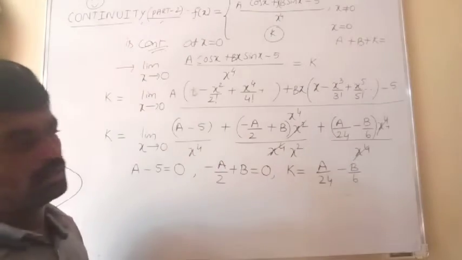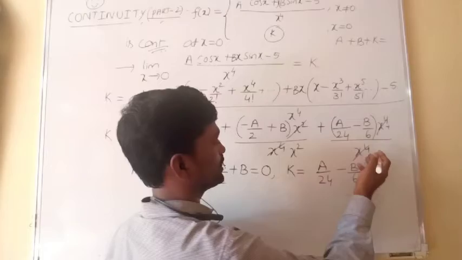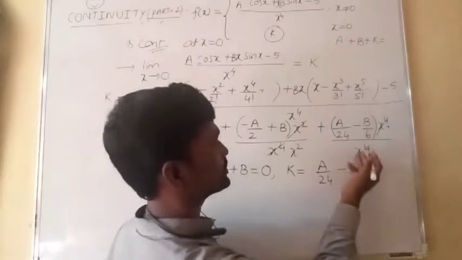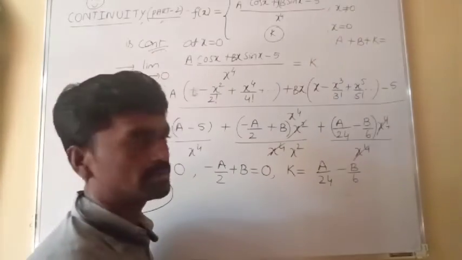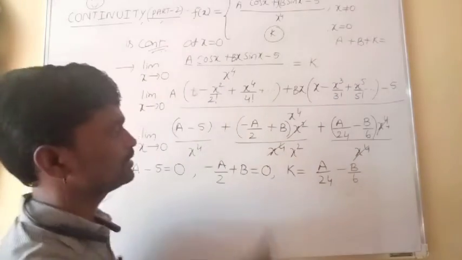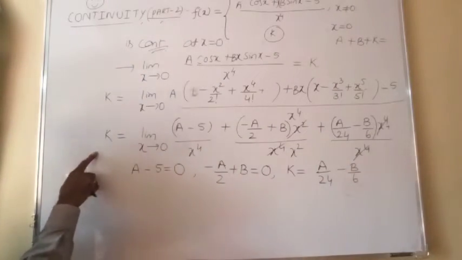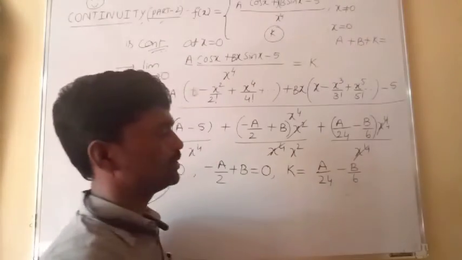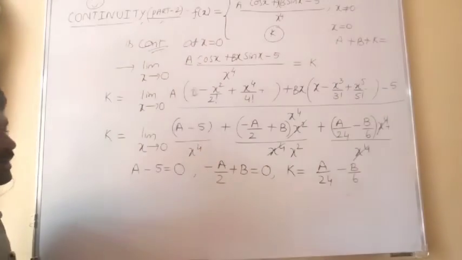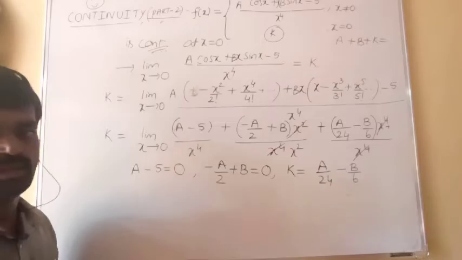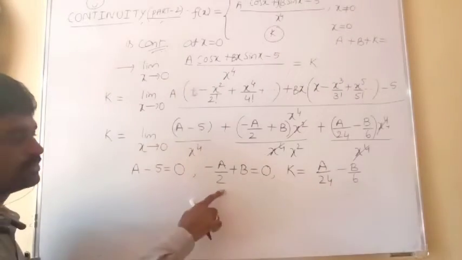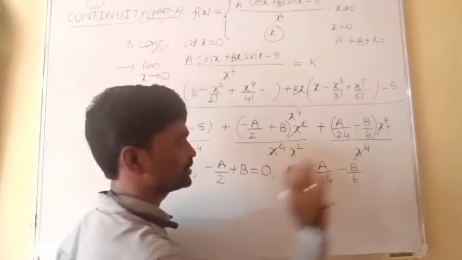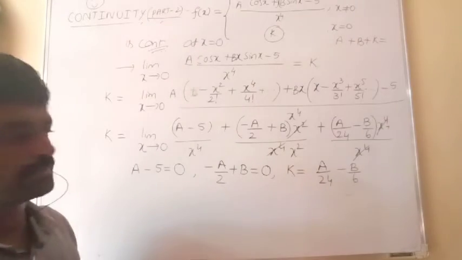After cancellation of x power 4, now if you apply limit x tends to 0, then what is remaining here? Only the constant a by 24 minus b by 6. That is the limit of the function, and that limit of the function is equal to what? K. So thus k is equal to a by 24 minus b by 6. Now by solving these equations, you will get a, b and k and find a plus b plus k. From this a value 5, substitute b value 5 by 2 and substitute here also, you will get the answer.